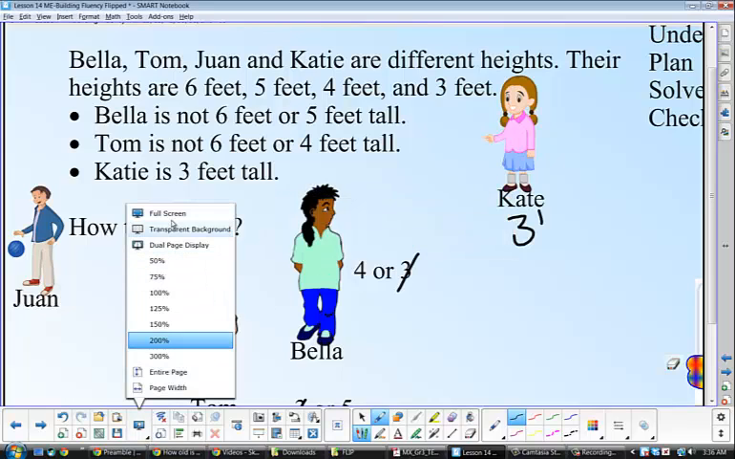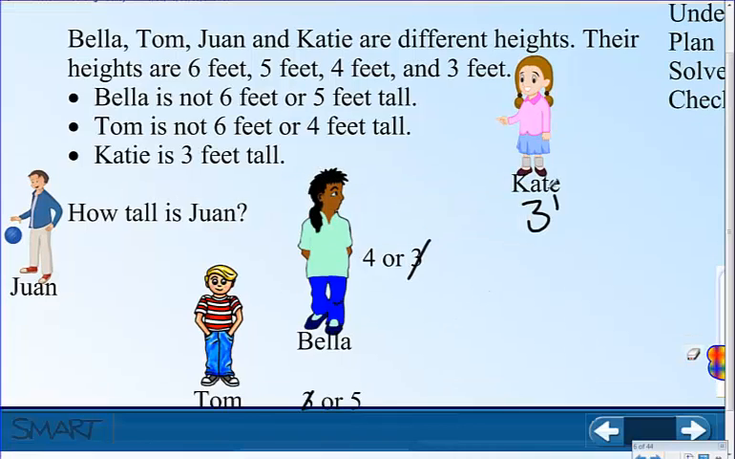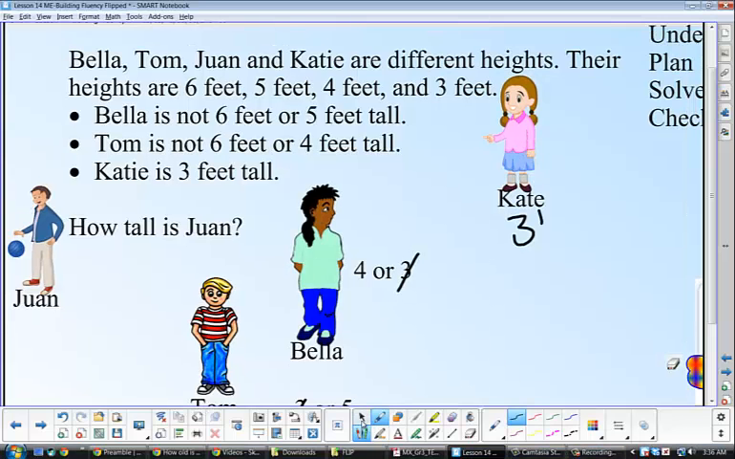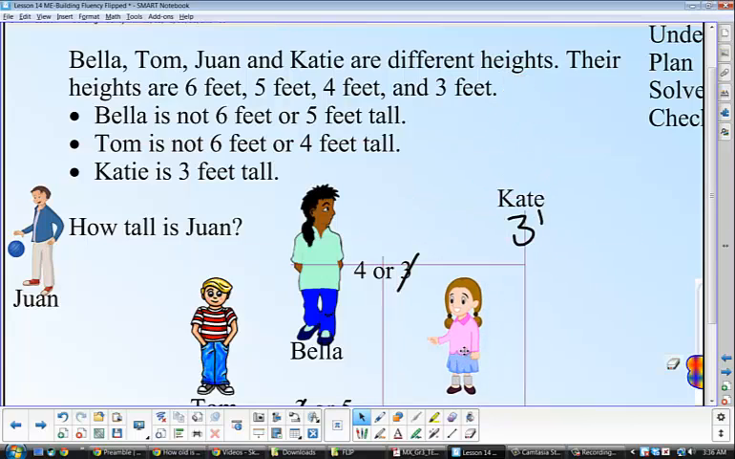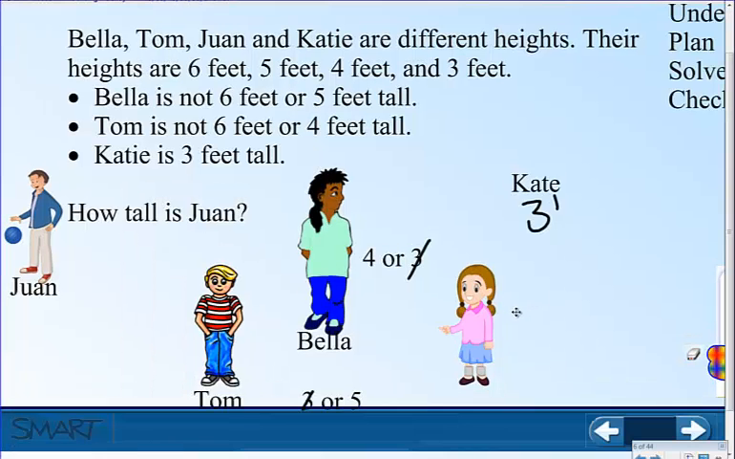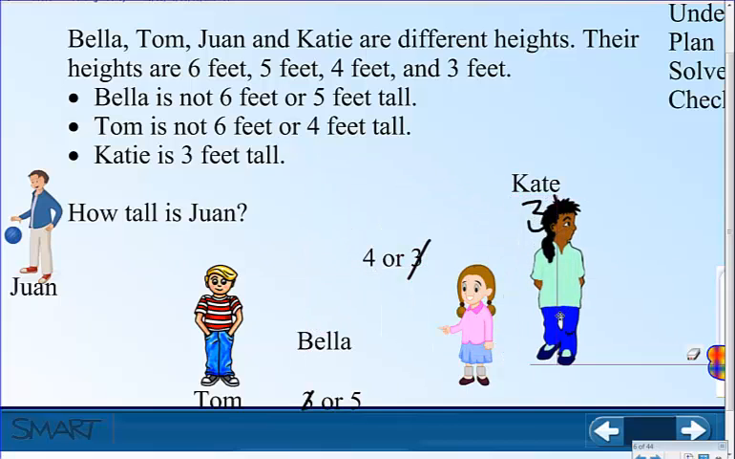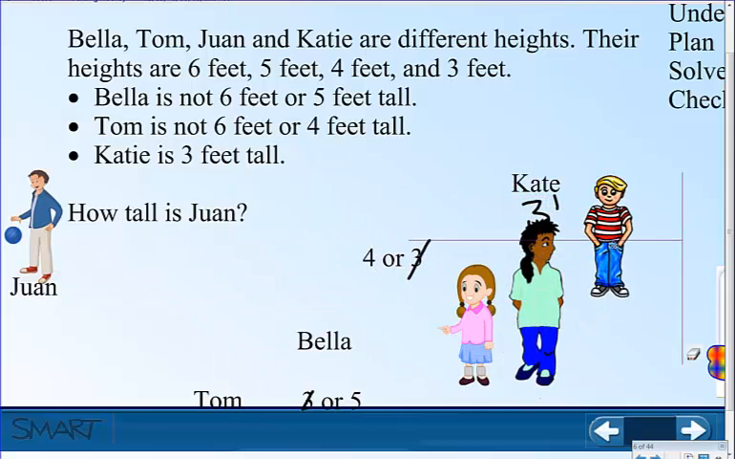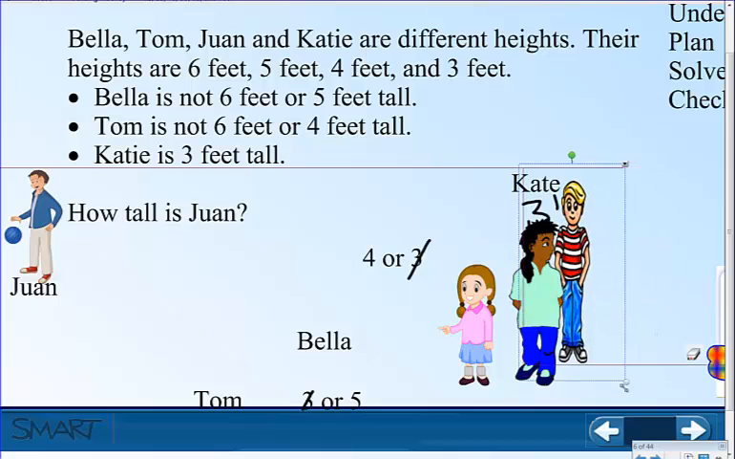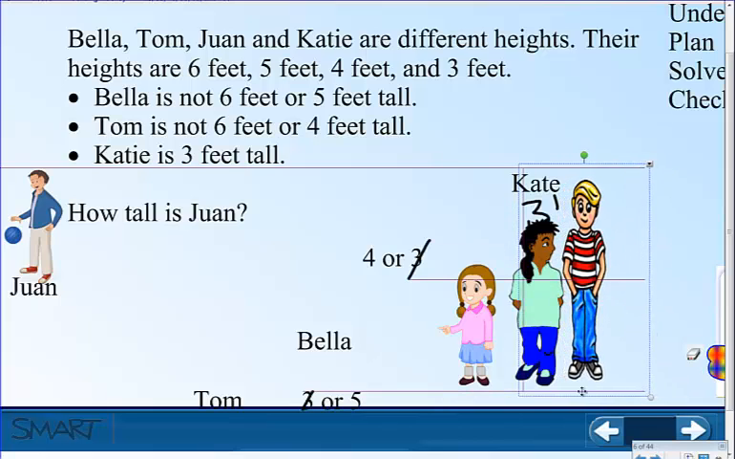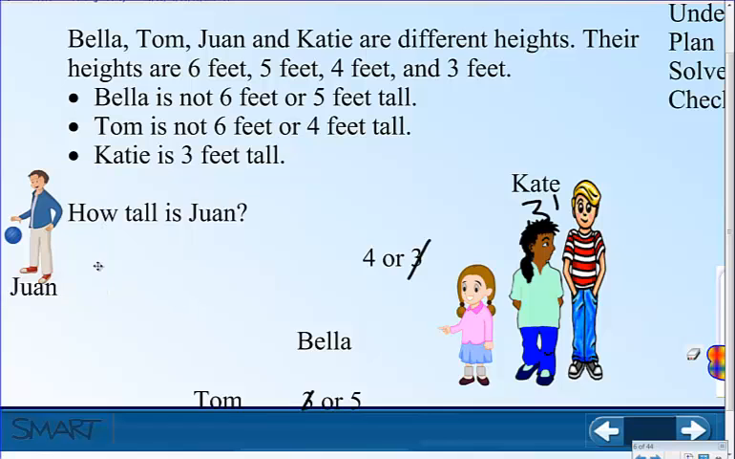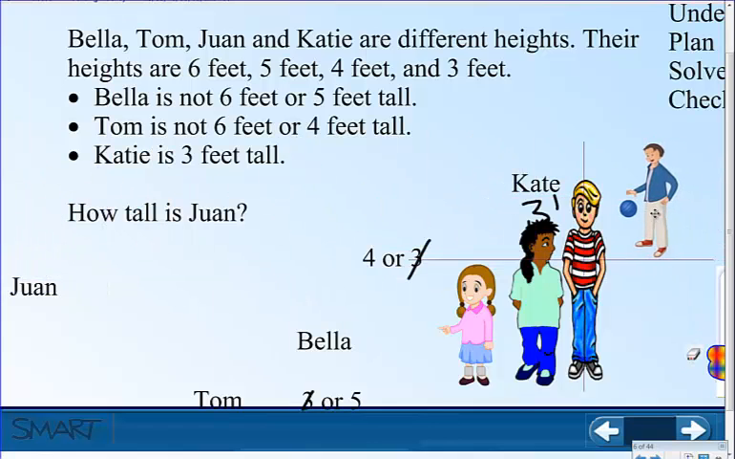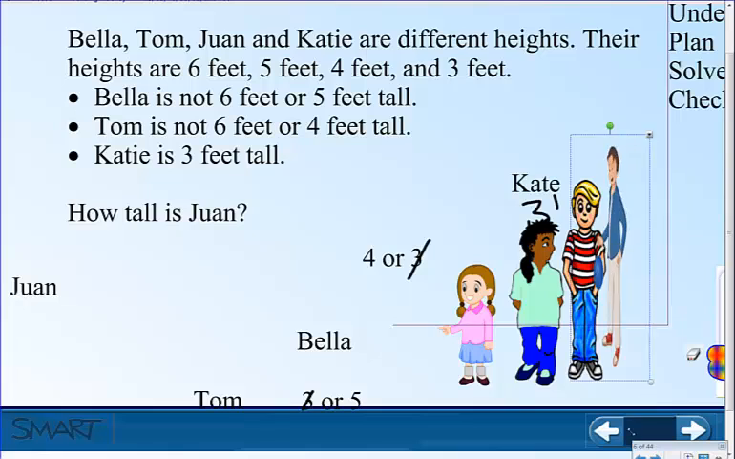And what would we see? We'd see that Katie is the shortest. Who would come next? Katie, then Bella. Tom is actually 5 feet. Let's get him a little bit taller. And Juan, how tall is Juan? He's 6 feet. So he's the tallest of the bunch.